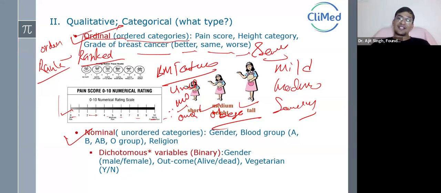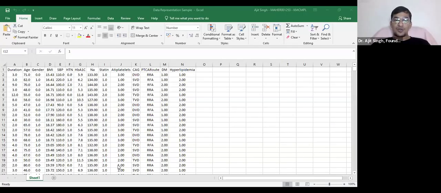Now I have an exercise for you. You have to tell me the data type. Let me stop sharing this and share my Excel sheet with you, and you have to tell me what the data type is. So guys, ready with your answer?